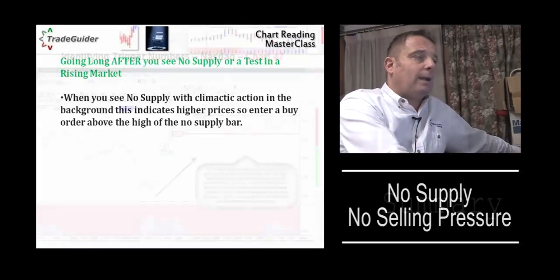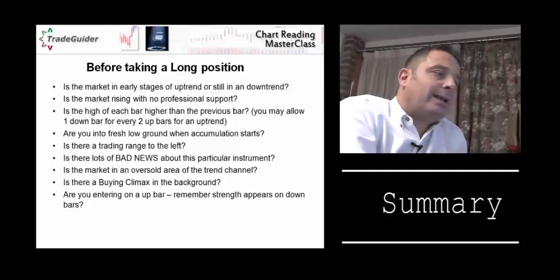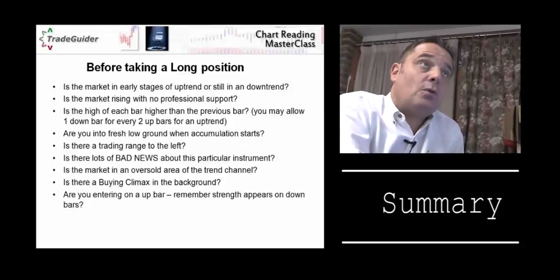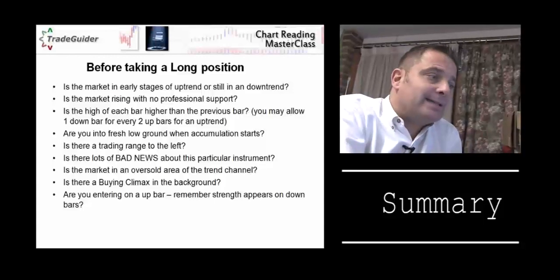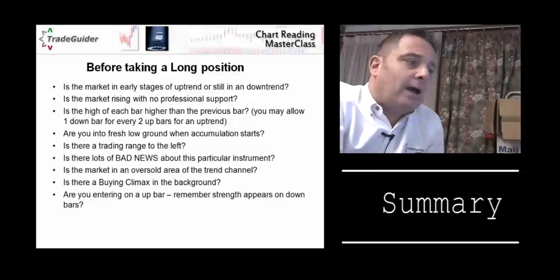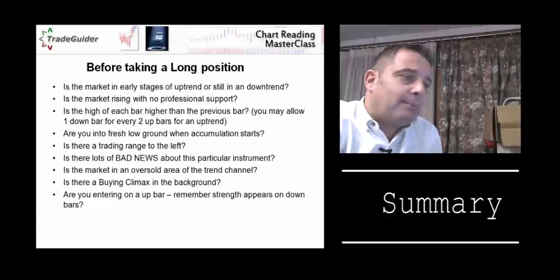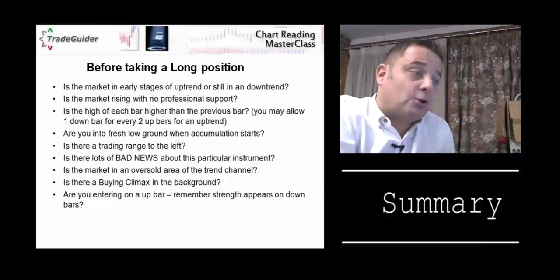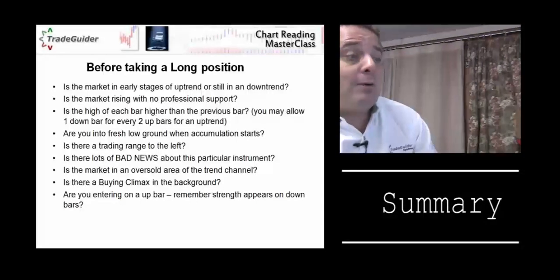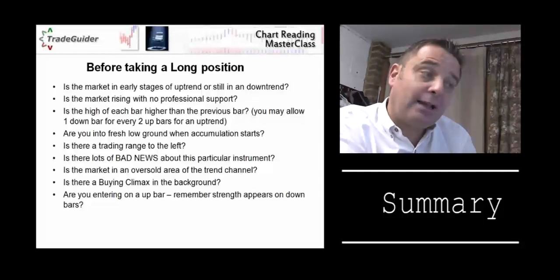So in summary, before you go long, is the market in the early stages of an uptrend or is it still in a downtrend? Is the market rising with no professional support? Is the high of each bar higher than the previous bar? Remember, you may allow one down bar for every two up bars for an uptrend. Are you into fresh low ground when the accumulation starts? Is there a trading range to the left?